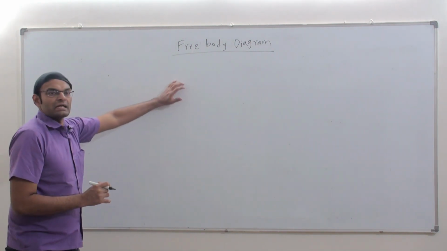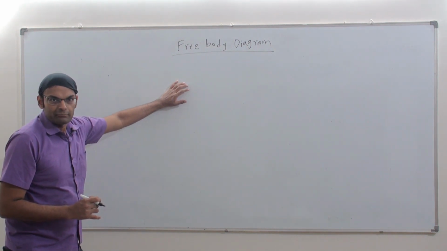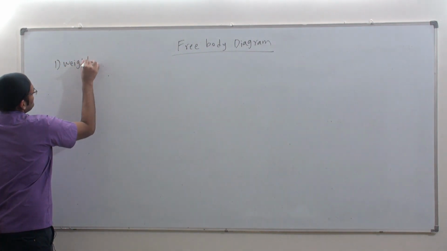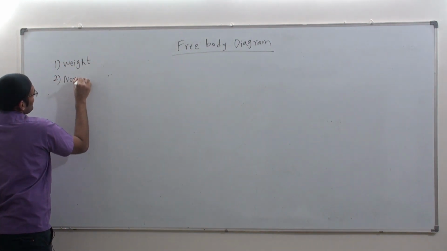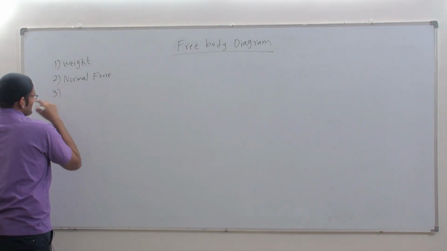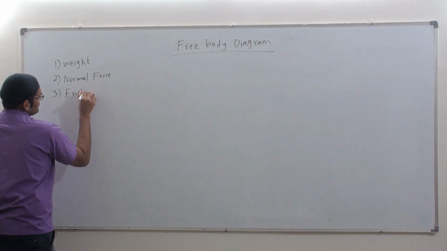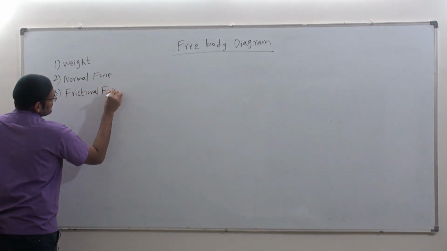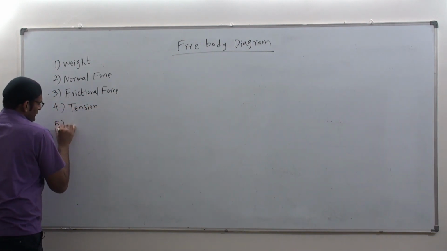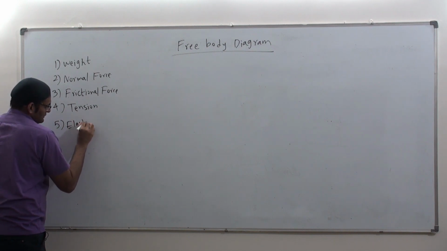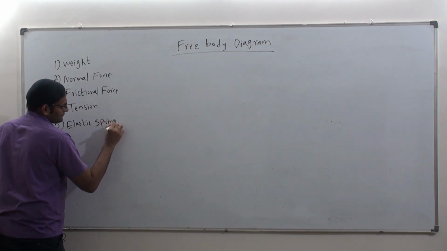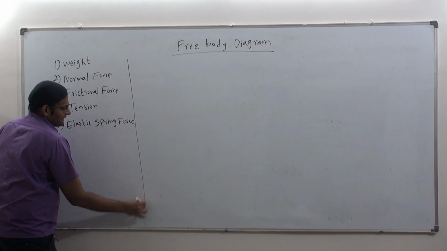So what are the forces that we come across in this free body diagram concept? Let us see. The first one is weight, second one normal force, also called normal reaction force, third one is frictional force, fourth one tension, fifth one elastic spring force. We'll discuss each force individually.